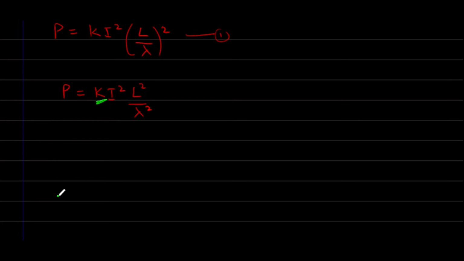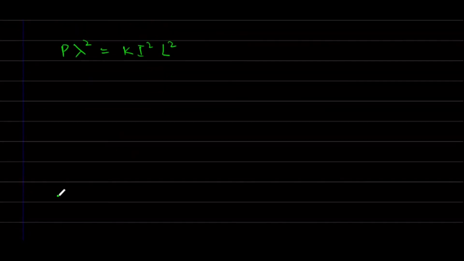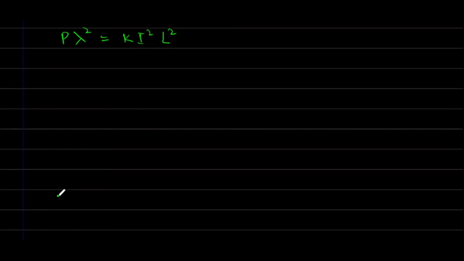So let's make K the subject of the formula by saying P lambda square is equals to Ki square L square. Now on this side we still have our values attached to K, which are current and length. So we divide both sides. So our K becomes P lambda square over I square and L square. This is our new equation, equation 2.